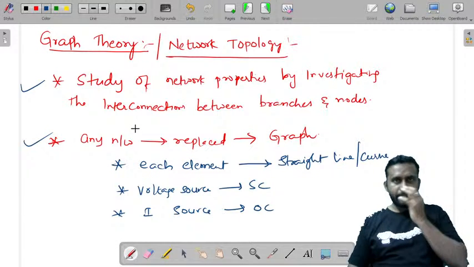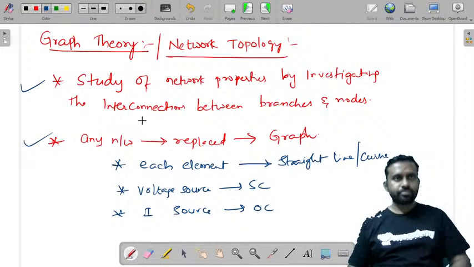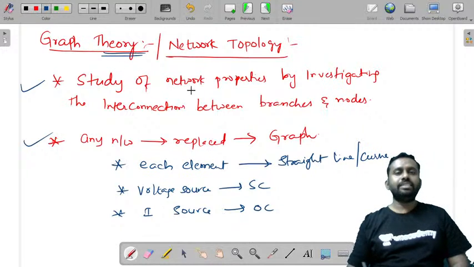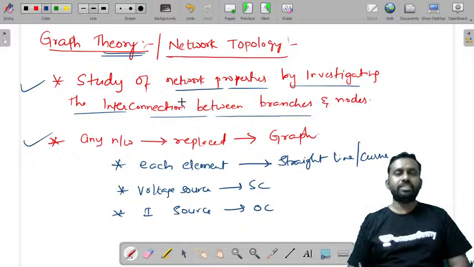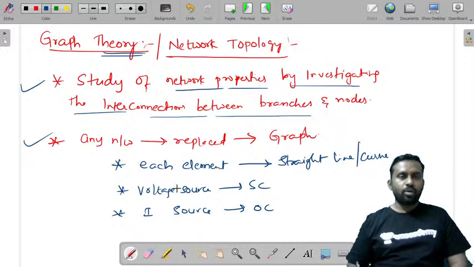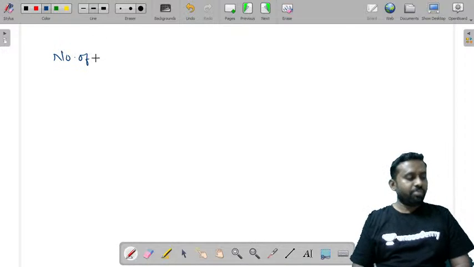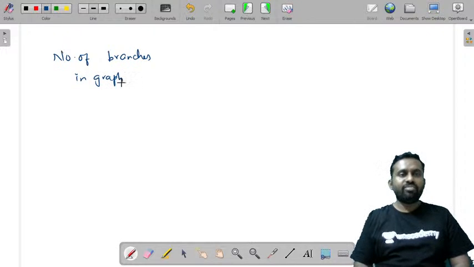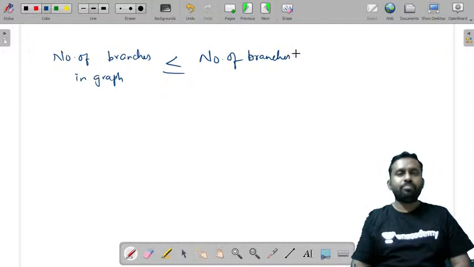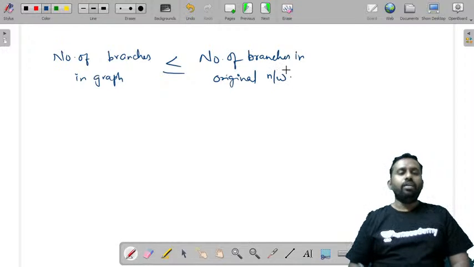So network topology is a branch of graph theory. Graph theory is the study of network properties by investigating the interconnection between the branches and nodes. Always remember that the number of branches in a graph is always less than or equal to the number of branches in the original network.